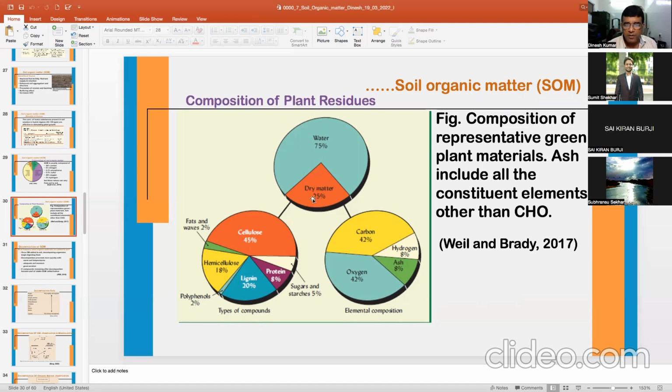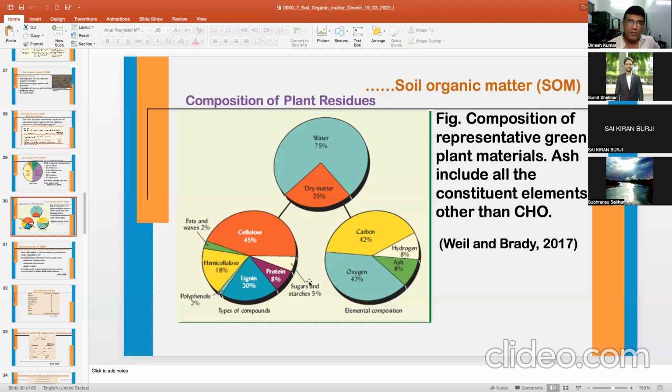And this dry matter, if you see the elemental composition, then 42% is carbon, 42% is oxygen, 8% is hydrogen, and 8% is ash. This ash will contain all your minerals. It contains about 60 minerals, out of which 13 or 14 essential ones are there in this ash. So you can see the composition. It is mainly carbon, hydrogen, oxygen making up more than 92%, and 8% is ash.